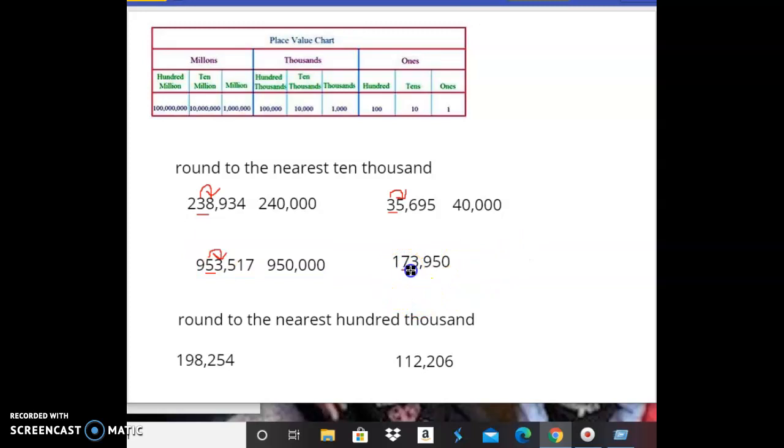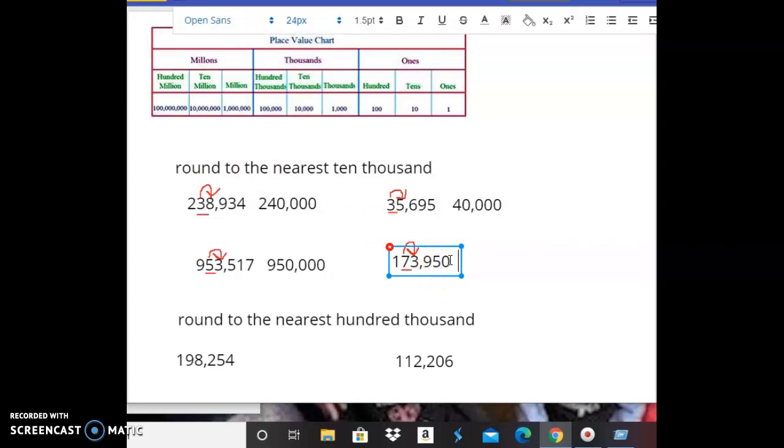The 7 is in the 10,000s place. Go next door to the 3. So let's think, is the 3 telling the 7 to let it rest, or do we have to let it soar? So 3 is 4 or less, so we're going to let the 7 rest. It's going to stay the same. Everything else to the right becomes zeros.